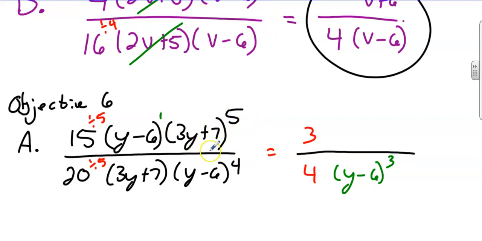Same thing with the 3y plus 7. You've got 1 here and 5 here. So if you do 5 minus 1, that's 4. And you'll have 3y plus 7 to the 4th power left in the numerator.